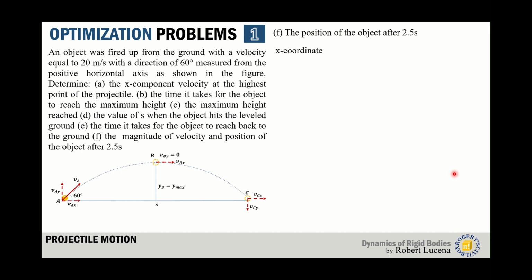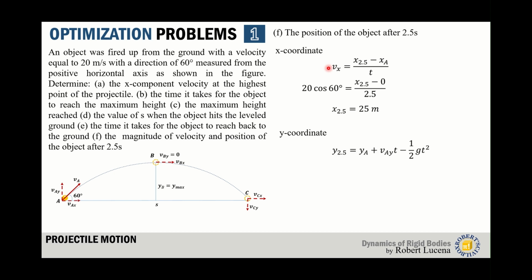Now, the position in x coordinate, after 2.5 seconds, what is the position? We'll use this one. We know the position at A, we know the time, we know the x component velocity. So the x position after 2.5 seconds is 25 meters. And if we're talking about the y component or the y-axis, the vertical motion, we'll use this equation because it will tell you now the position after 2.5 seconds, because you know the position at point A, the y component velocity at point A, time, and the value of gravity.